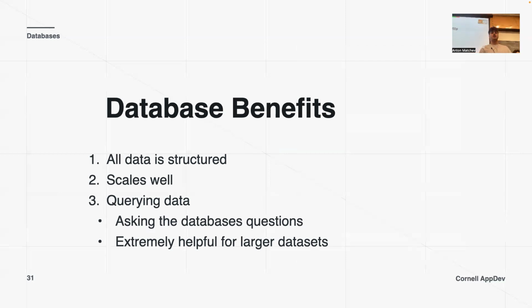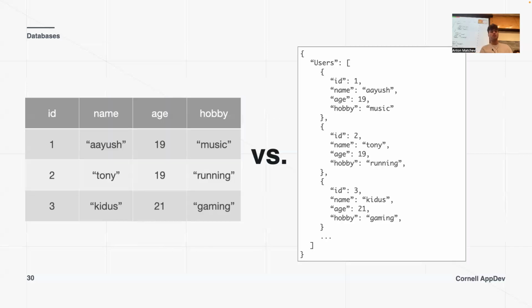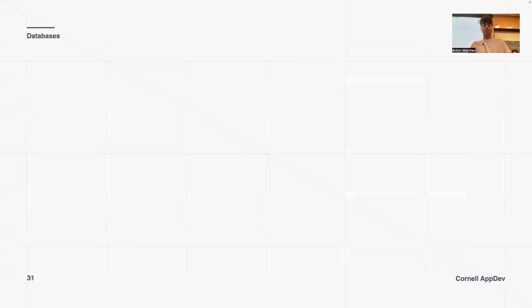So just getting more into the benefits, as I said before, all data is structured. If I go back and try to add something that isn't a name, age, or hobby, it just wouldn't let you, meaning it circumvents that Python dictionary-like problem where you can just add random data. It also scales very well because we only need to add a new row, and usually databases are implemented in a way where it's very efficient to do this.